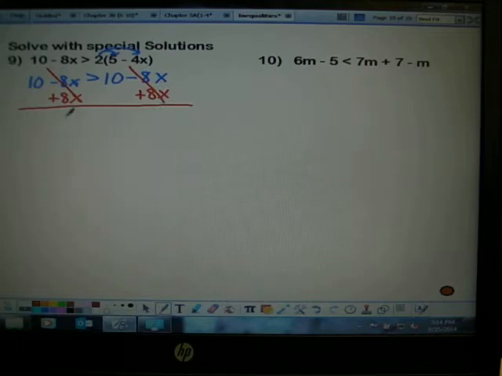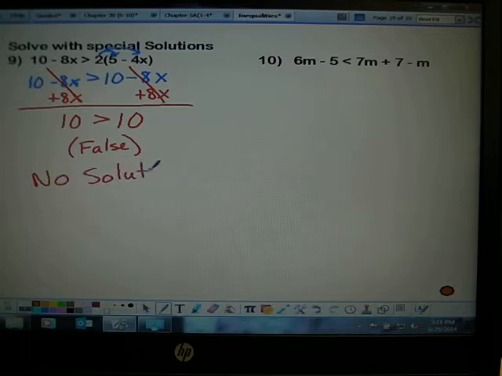When they cancel out, what you have to look at is whether this statement is true or false. Just like we did when it was an equal sign. But you might have to think about this a little bit more. Is 10 greater than 10? No, it's not. It's actually equal to. So because it's not greater than, it's false. Whenever you have a false statement, it's called no solution. What that means is there's nothing that's going to make this a true statement. Now, if this was equal to, well then yes, it would be true. But with it not being equal to, it's a false statement.